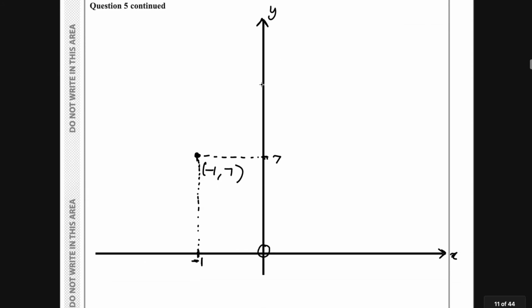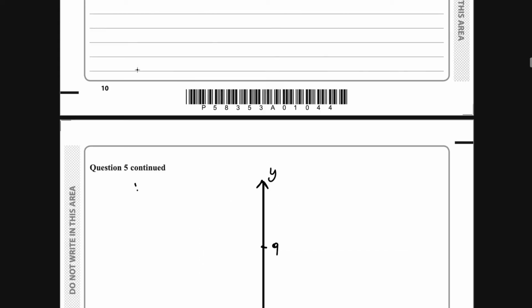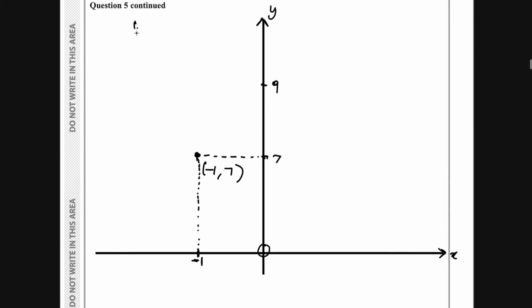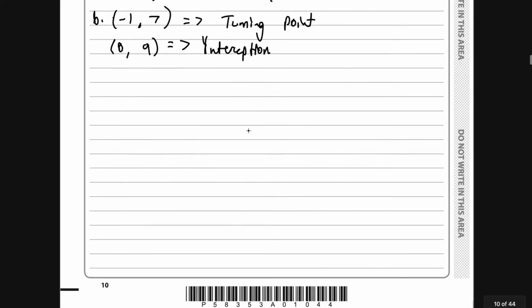So if we just draw 9 up there, and now if I was to sketch this parabola, what we'll find is that we've got a sketch here of y equals f of x with this turning point and with this y-intercept. These here are the 2 key points in order for you to score all marks on this question.